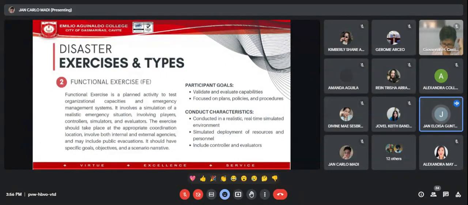Next po is functional exercise. So, ito naman po yung planned activity for organizations to see how well they can handle emergencies or to evaluate yung organizational capacities. So, dito, chine-check or tinitignan if the community's emergency plan ay effective ba or hindi.